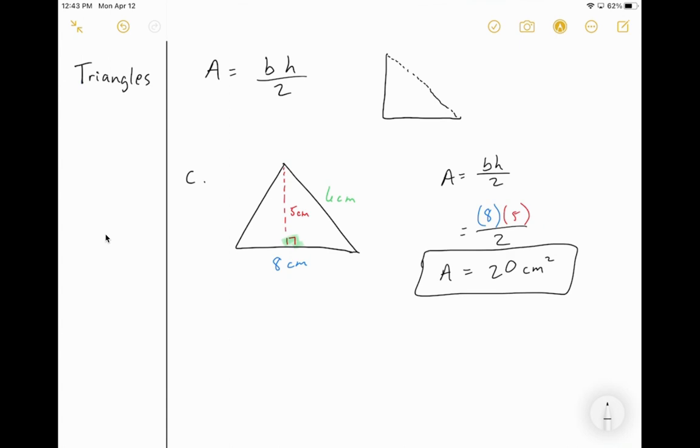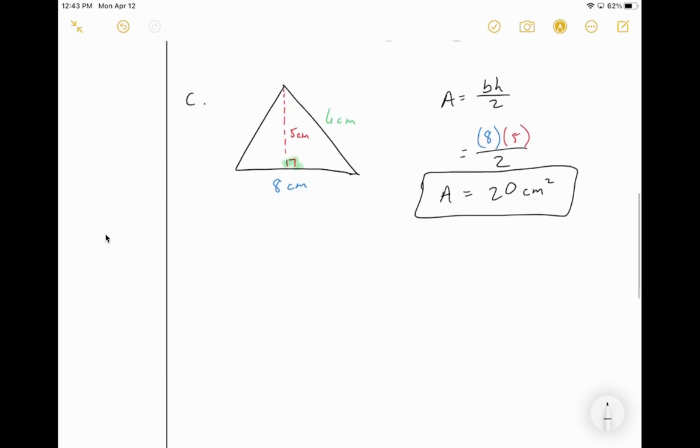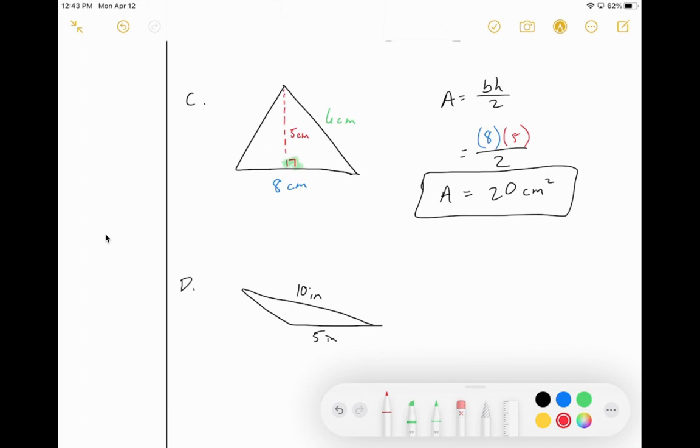Let's try another one of these. Okay. Let's try another triangle problem, just because these ones are the ones that are a little bit more confusing. Let's say we had a triangle that looks more like this. Okay. And let's say this was 5 inches and this is 10 inches. And then what you're going to see on these is you're going to have to see a 90-degree angle with a dotted line. Dotted because it's not really part of the triangle, but we need that height.